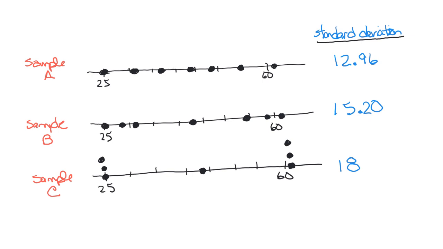All right, and then when you take a look at sample B in comparison, notice our standard deviation increases to 15.20. So if you look at our data values here, you can see that our data items are farther away from the mean.